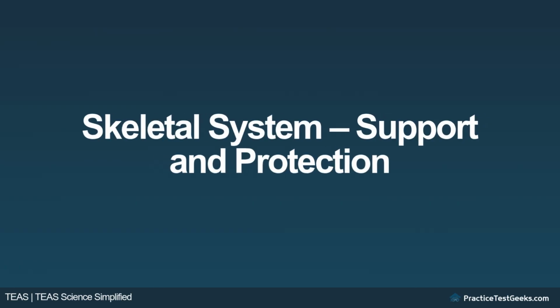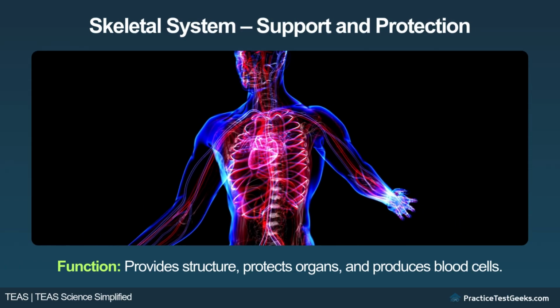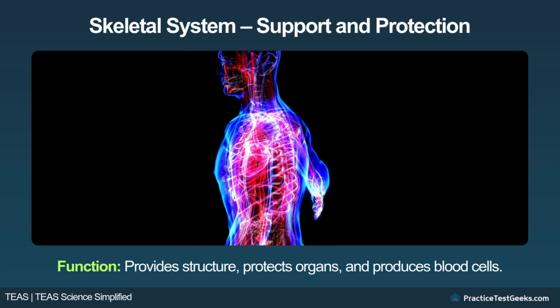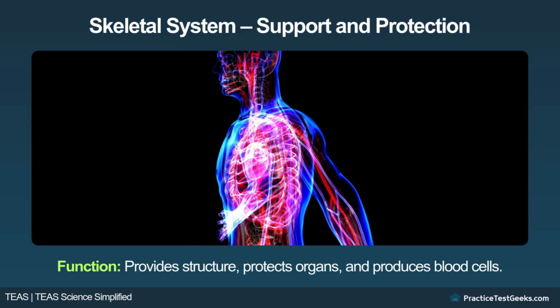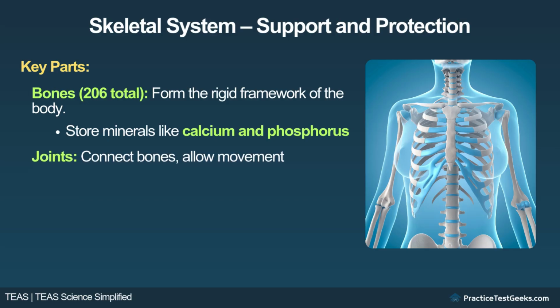Now let's take a closer look at the skeletal system, the body's structural framework. Its main functions are to provide support, protect vital organs, and produce blood cells. Adults have 206 bones, and they don't just provide structure, they also store minerals like calcium and phosphorus, which are important for muscle and nerve function. These bones are connected by joints, which allow movement. Cartilage cushions the joints, reducing friction and protecting bone surfaces.